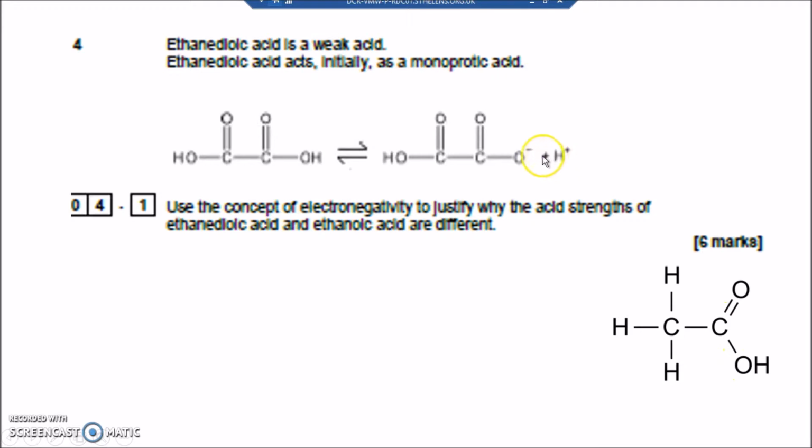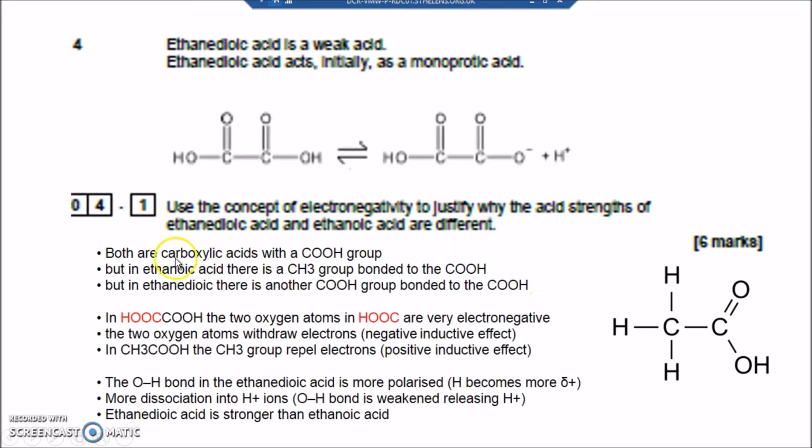So instead of moving the electrons onto the oxygen and releasing the H+, that CH3 is actually going to push them the other way and not move them onto the oxygen. It's actually going to push them onto the hydrogen. So let's have a look where some of these 6 marks come from. First of all, the first mark will come from the fact that they've both got a COOH, a carboxylic acid group, whereas ethane dioic acid has got 2 carboxylic acid groups compared to the 1 in ethanoic acid. That's where the first mark will come from.